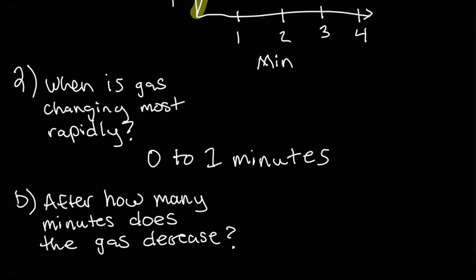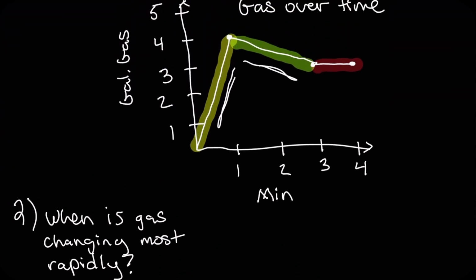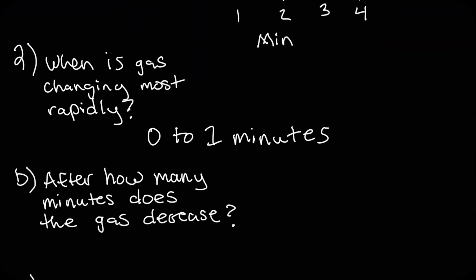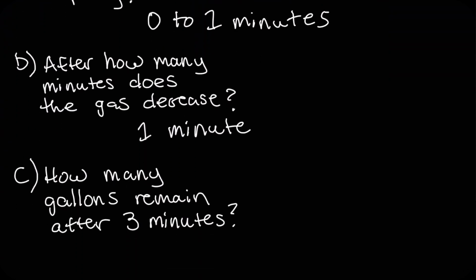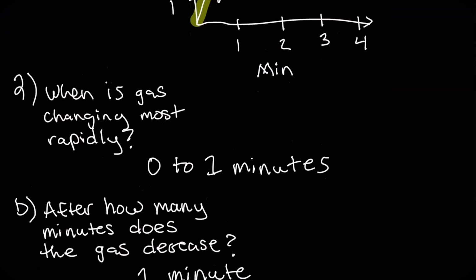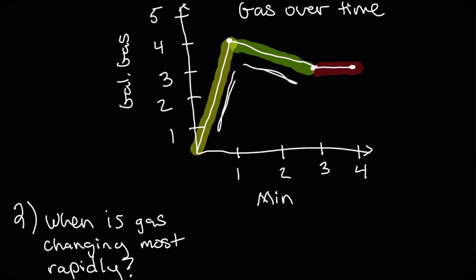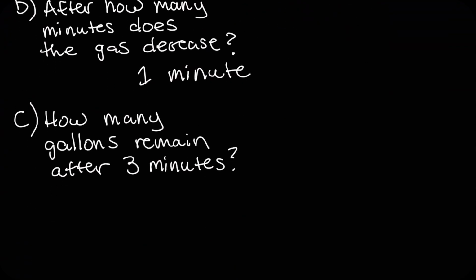After how many minutes does the gas decrease? Well, our gas starts decreasing after 1 minute. So we can say after 1 minute it starts decreasing. So 1 minute. And then our final question here, how many gallons remain after 3 minutes? So 3 minutes, it looks like we have 3 gallons of gas remaining at 3 minutes. So 3 gallons.